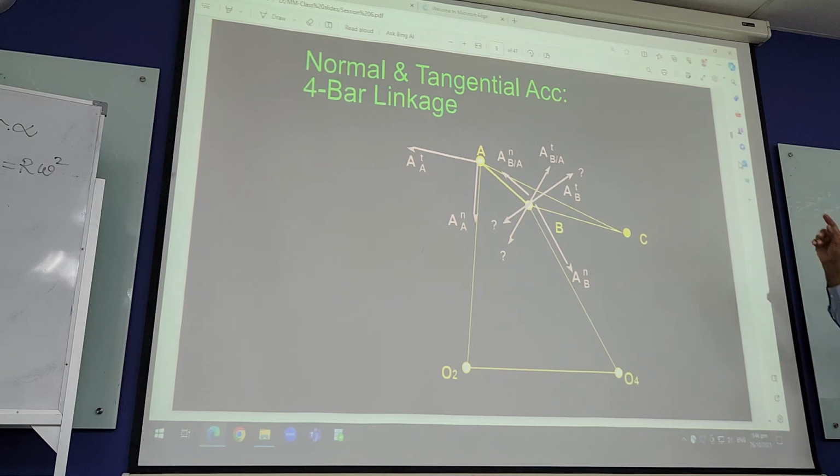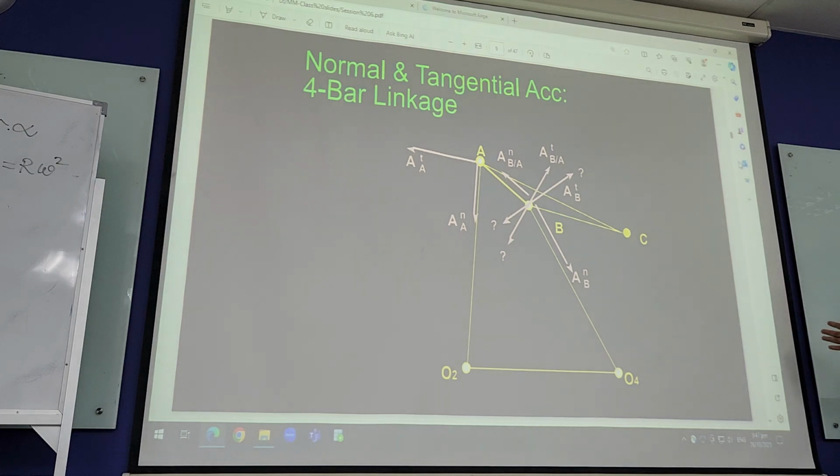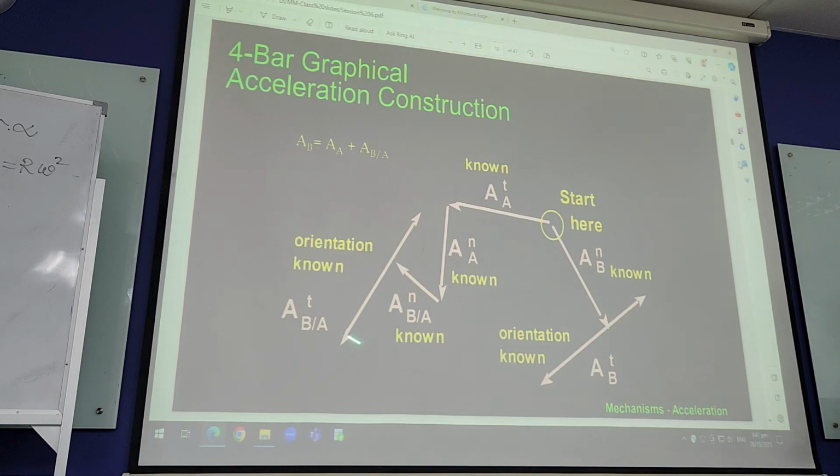Now you can link 2 points. If you want to link points A and B, just like velocity, you can write an acceleration equation: acceleration of B is acceleration of A plus acceleration of B relative to A. Then we have to include the normal and tangential components. So we draw all the directions now. The only thing is you need to combine these as per the equation.